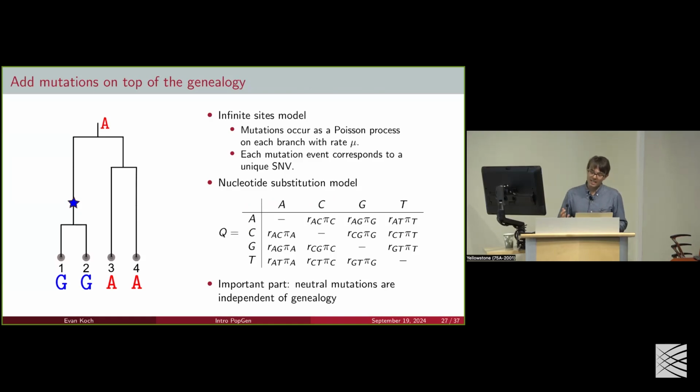Then the nice part of all this is that the genealogical process is totally independent of the mutational process. So you can sample your genealogies, and let's say we sampled this tree over here for these 4 samples, and then you can add mutations on top of that after the fact. And you can really choose whatever mutational model you want. We might use the infinite sites model as we had previously and say that mutations occur as a Poisson process along each branch with some rate mu. Under this model, each mutational event would correspond to a unique SNV, which is again the exact same model that we considered previously with this Poisson random field and the site frequency spectrum. But you could also put in whatever nucleotide substitution model you want. And the important part is that these neutral mutations are independent of the genealogy.